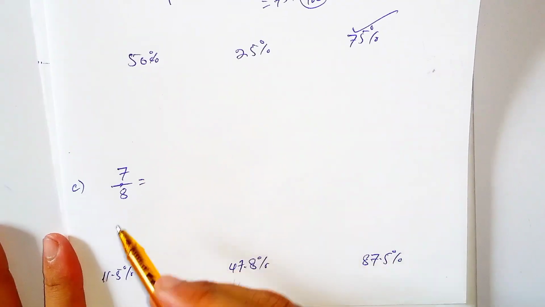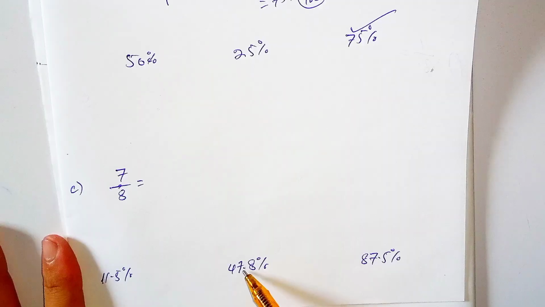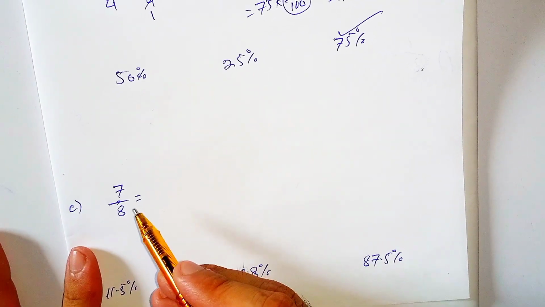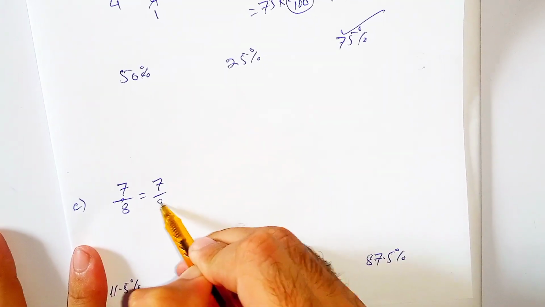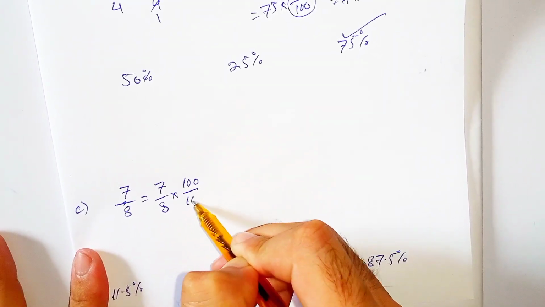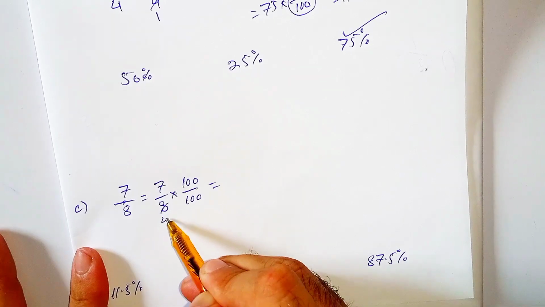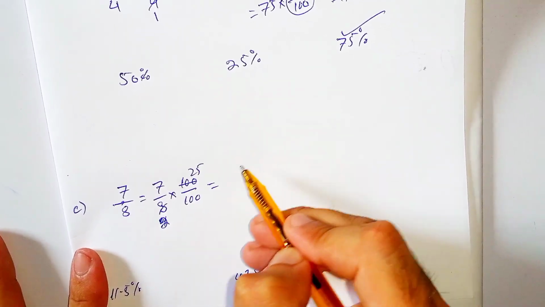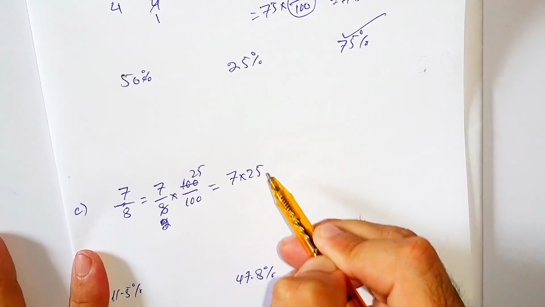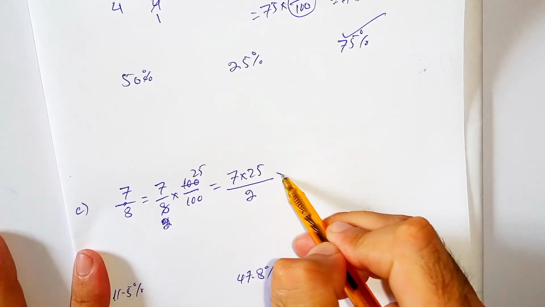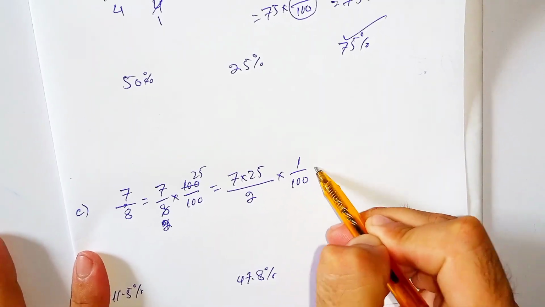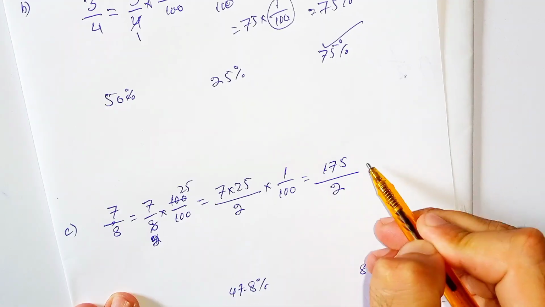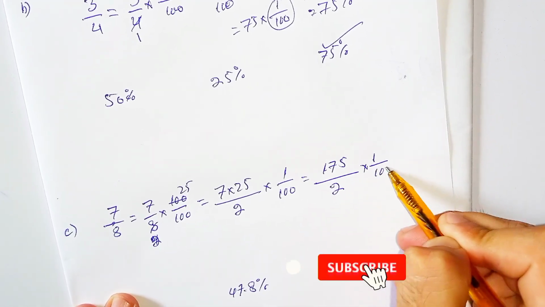Now, is 7 over 8 equal to 11.5%, 47.8% or 87.5%? Again, we will convert this fraction into percentage. So 7 over 8, multiply and divide by 100. Right, 4 times 2 is 8 and 4 times 25 is 100. So 7 times 25 divided by 2 and multiplied by 1 over 100. So 7 times 25 is 175 divided by 2 multiplied by 1 over 100.